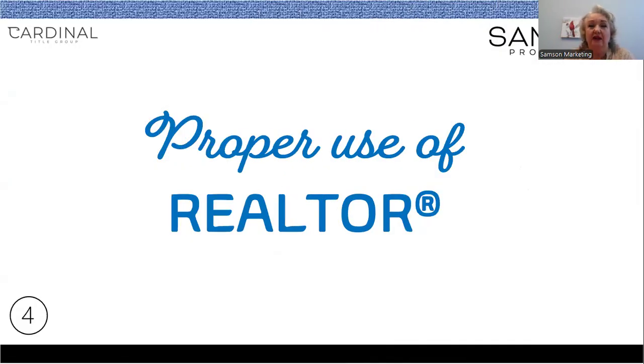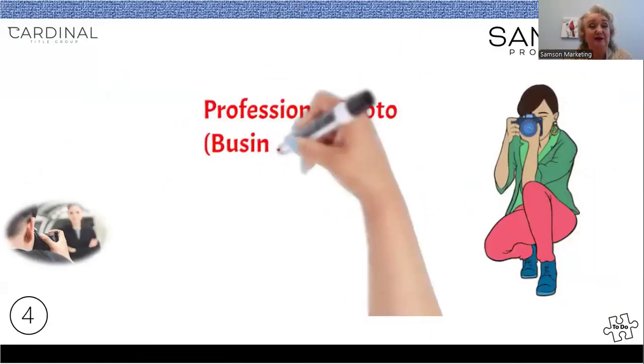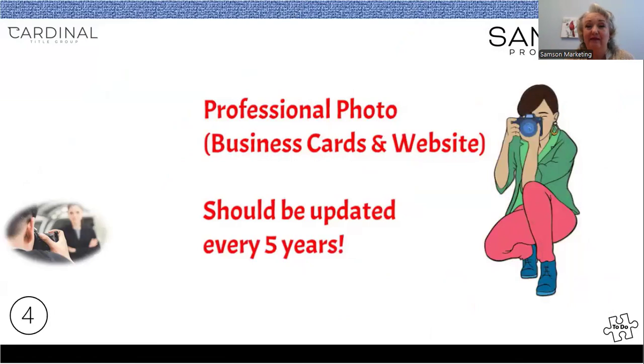Okay. You want to make sure that when you use the term Realtor, only if you are one, you include the little R in the circle, which stands for registered trademark. No, it does not stand for Realtor. It stands for registered trademark. If you're using the title Realtor, you need to make sure that the registered trademark R goes after it.